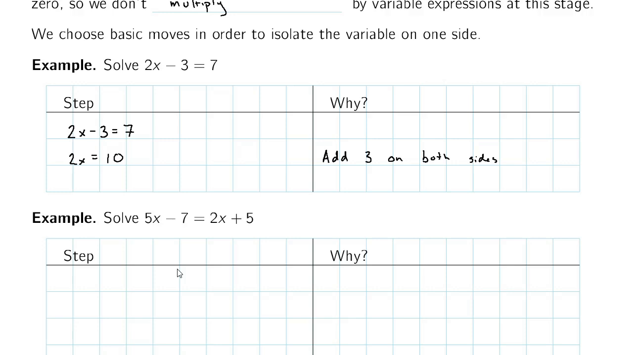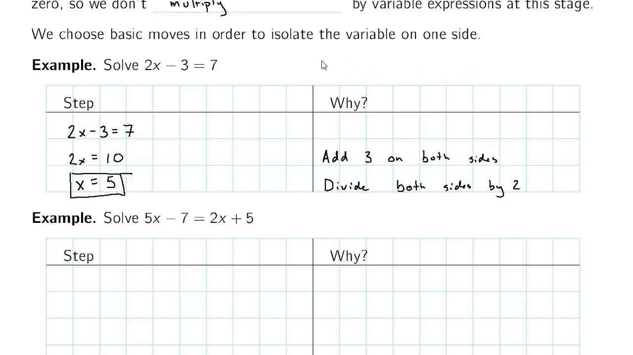Okay, so now I have 2 times x is 10. Now I want to get rid of the 2. They're multiplied together, so I need to divide. And again, I'm just going to write down the result. x is 10 divided by 2 is 5. So x equals 5 is the solution to our equation.